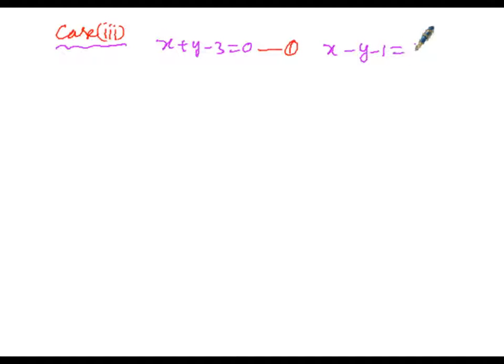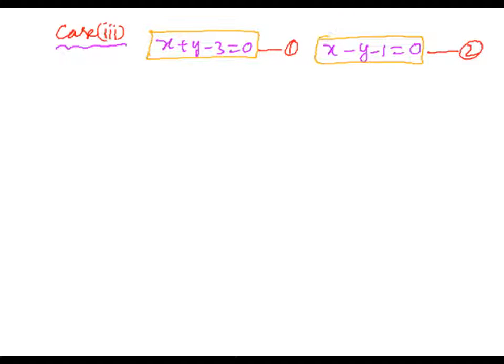So in case number 3, let us write the equations once again. That is x plus y minus 3 equals 0 is the first equation, and the second equation is x minus y minus 1. So here x minus y minus 1 equals 0 is our second equation. Let us block these equations, the first equation as well as the second equation.